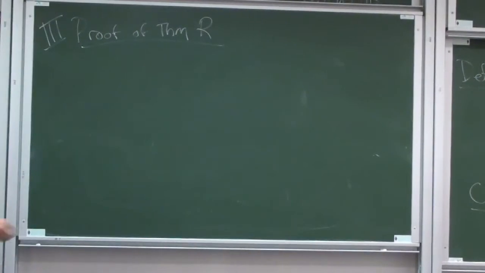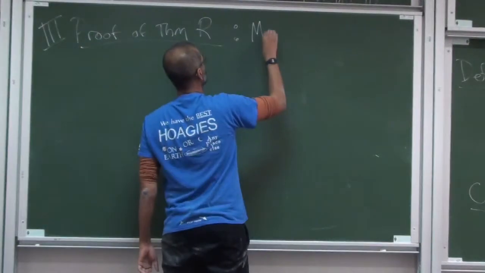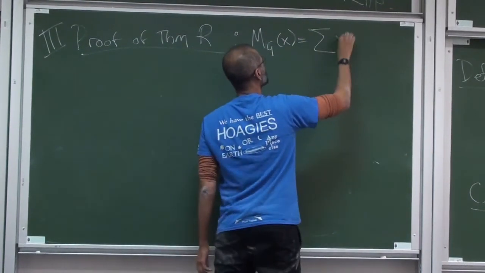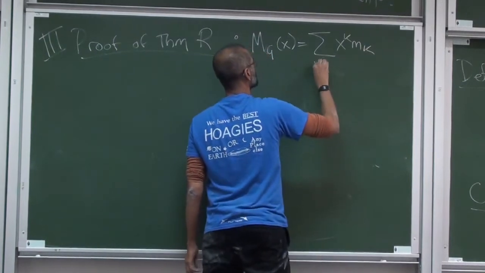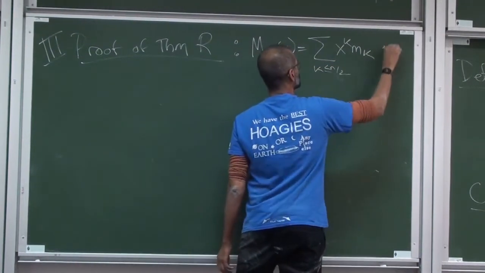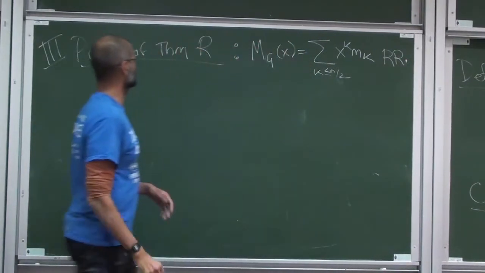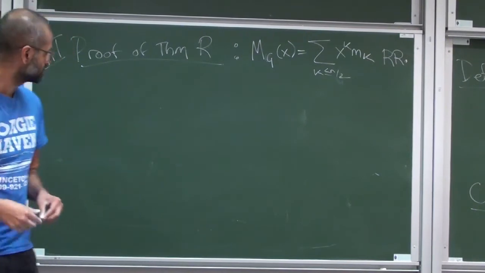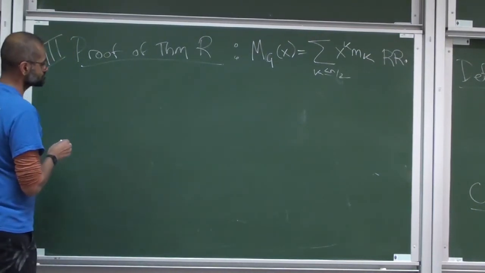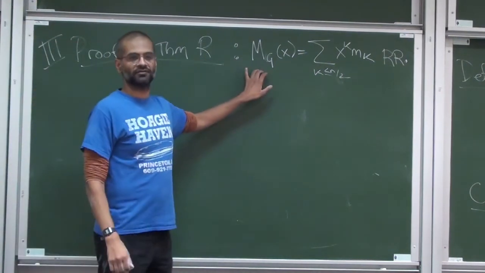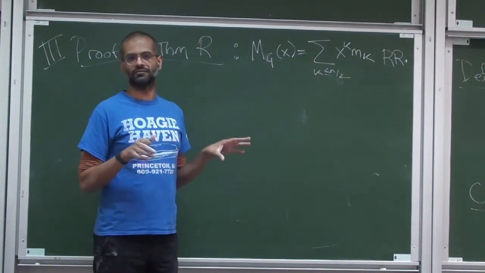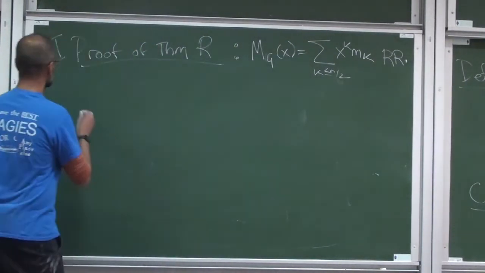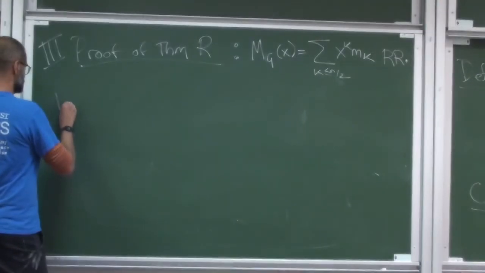So theorem R was that, let me just write it again. You're given a graph, you write the matching generating function, and it is real rooted. That's what theorem R was. Okay, so what's the proof? I'm going to arrive at this polynomial by playing around with some real stable polynomials and modifying them using these operations. So what's the first step?